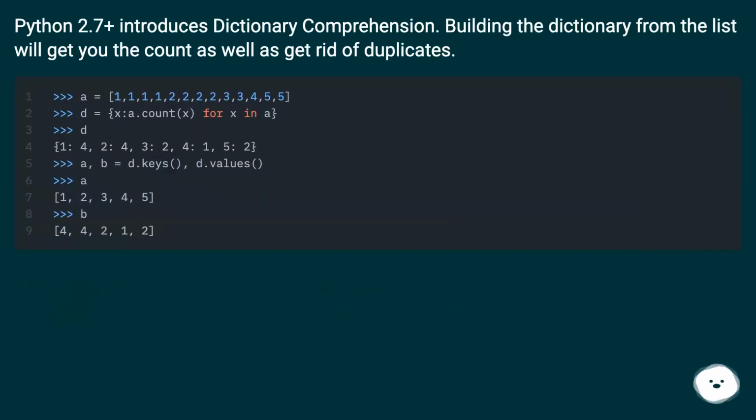Python 2.7+ introduces dictionary comprehension. Building the dictionary from the list will get you the count as well as get rid of duplicates.